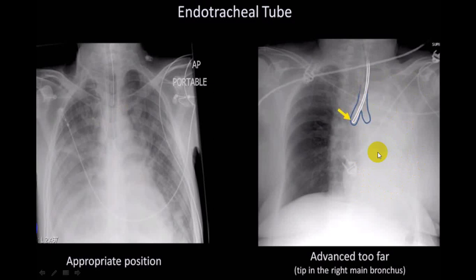So this could be a complication while putting an endotracheal tube, which you can identify by doing this. Immediately withdraw this, aerate properly, this lung will expand. And see, this is the exact position. This should be at the level of 5 centimeter above the carina. This is left bronchus, this is left bronchus, this is right bronchus. So this should be 5 centimeter above. The tip of this tube should be 5 centimeter above this carina. It should be somewhere here, not here.